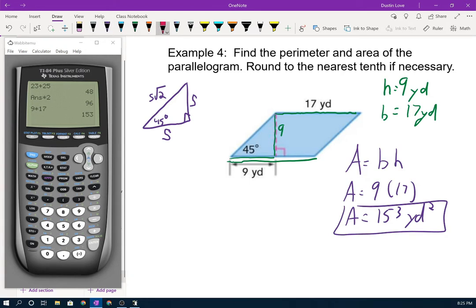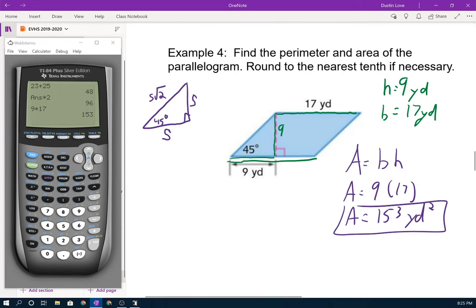Now for the perimeter. I already know the top and bottom sides are equal to 17. Now I need to know what the left and right sides are. Well, I know over here on my right triangle map that if the legs are S, the hypotenuse is S times the square root of 2, which means that my hypotenuse here is just 9 times the square root of 2. So both sides are 9 root 2. So to find my perimeter, I just do 9 root 2 plus 17 plus 9 root 2 plus 17.